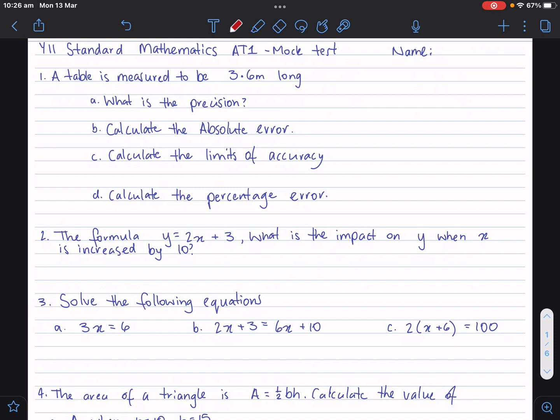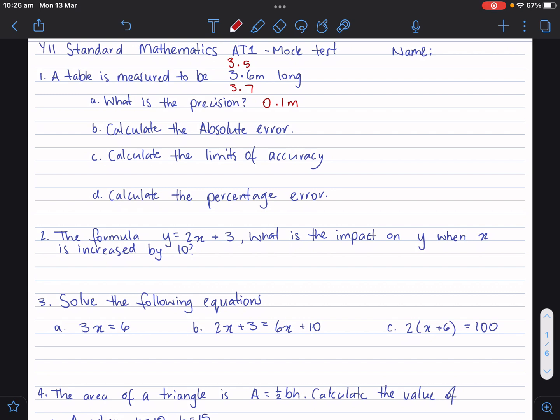Question 1 says, a table is measured to be 3.6 meters long. Part A says, what is the precision? Now in order to calculate the precision, the way I do it is I'll go 1 up and 1 down. So if I go 1 down is 3.5, 1 up is 3.7. We're going up and down by 0.1 meters. That's the difference that we're going up by. Our precision is the smallest unit of measurement that we use to measure something. And in this case, the smallest unit of measurement we're using is 0.1 meters.